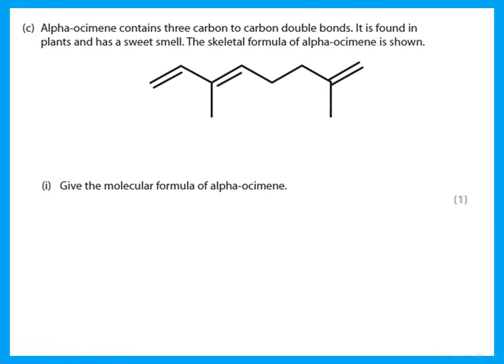Alpha-ocimene contains 3 carbon-to-carbon double bonds. It is found in plants and has a sweet smell. The skeletal formula of alpha-ocimene is shown. Give the molecular formula of alpha-ocimene.